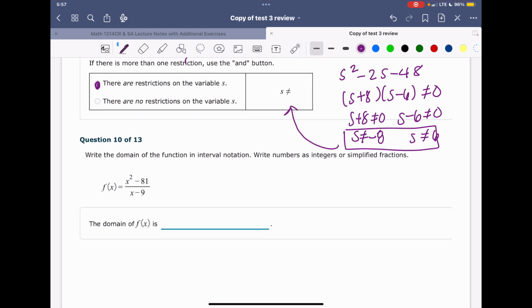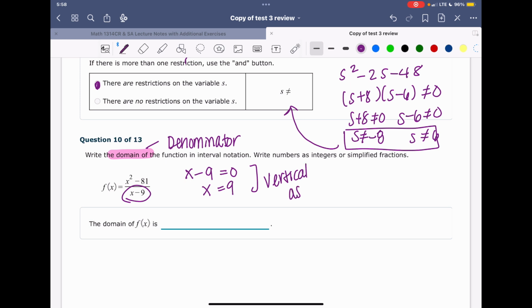Okay, so for this next one, domain means denominator. So you're looking for where, remember you can't have a 0 in the denominator. So it's x minus 9 equals 0, x equals 9. So this right here is a vertical asymptote. And it's also restricted. This is where the function does not exist.